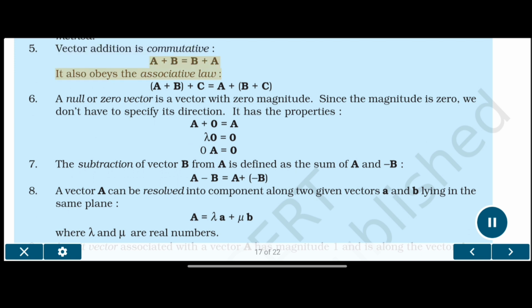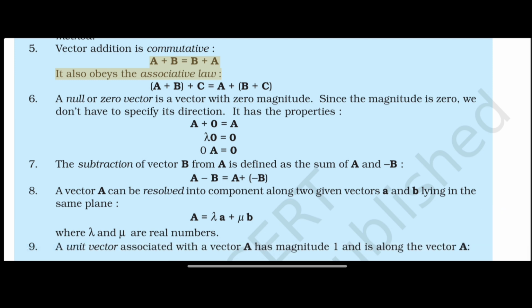5. Vector addition is commutative. A plus B equals B plus A. It also obeys the associative law. (A plus B) plus C equals A plus (B plus C). 6. A null or zero vector is a vector with zero magnitude. Since the magnitude is zero, we don't have to specify its direction. It has the properties. 7. The subtraction of vector B from A is defined as the sum of A and minus B.